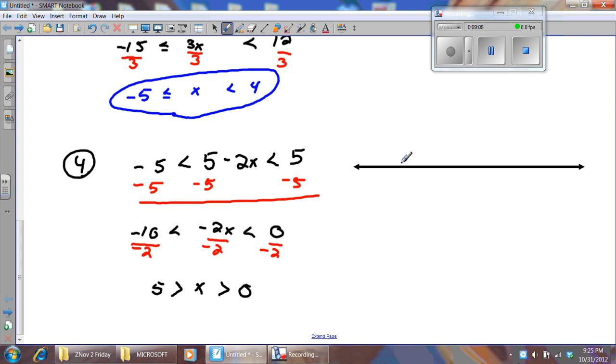I'll show 0 on the number line. I'll show 5 on the number line. In this case, both points will be open. And again, I need the numbers 5 is greater than, and those numbers must also be greater than 0. So I need all the numbers in between 0 and 5. Now that's not a coincidence.